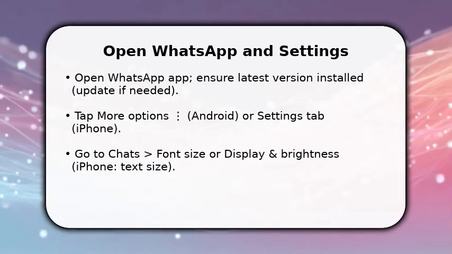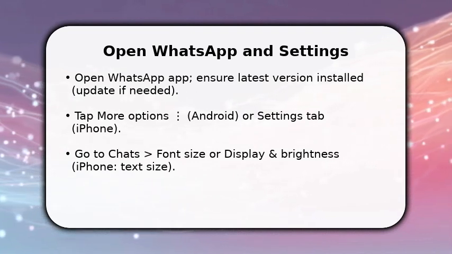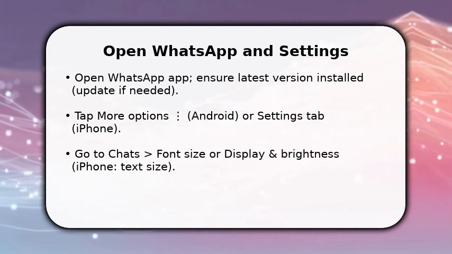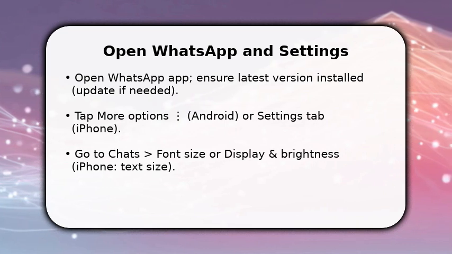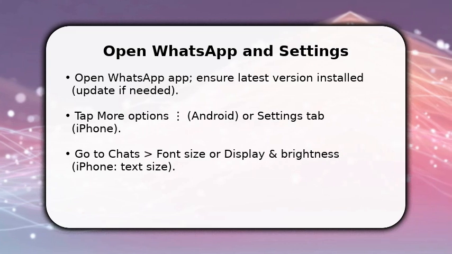You start by opening WhatsApp and getting directly into chat display controls. Once done, tap More Options or Settings depending on your device. This moves you from general use to the interface controls that matter. Make sure WhatsApp is updated so font size appears.